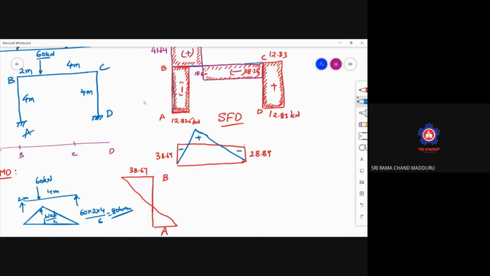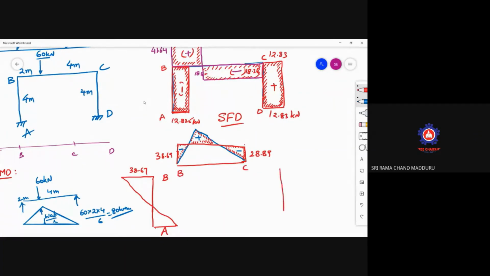So the hatched portion, whatever I am hatching, is the bending moment diagram for the beam. Slightly it is typical, try to understand. With practice you will understand it. Now the BC portion is completed. Now we have to go for the CD portion.